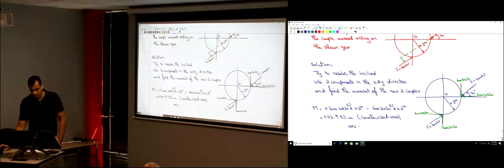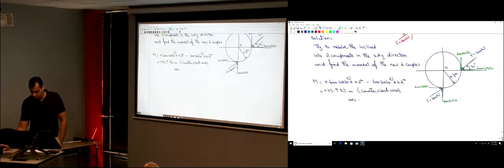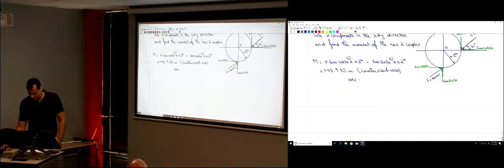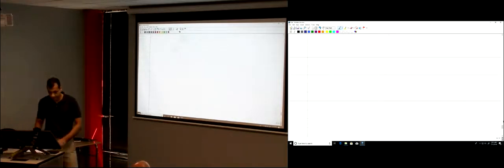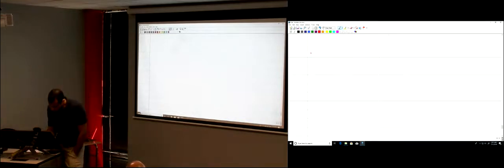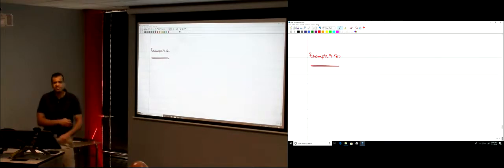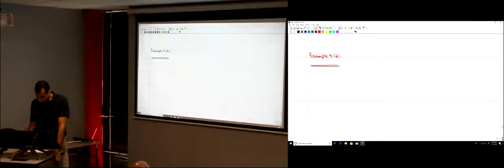Okay. So now let's see the third example here. So simple one. All three examples are simple. It's a three-dimensional problem, but it's so easy, okay? Let's see the problem here. Let's throw the coordinate system first.